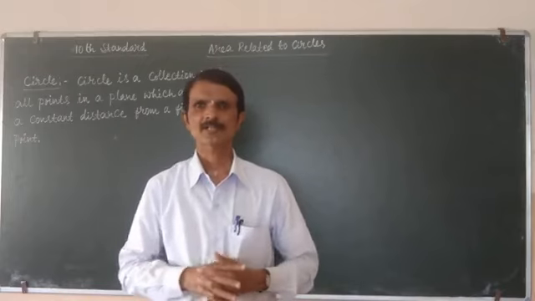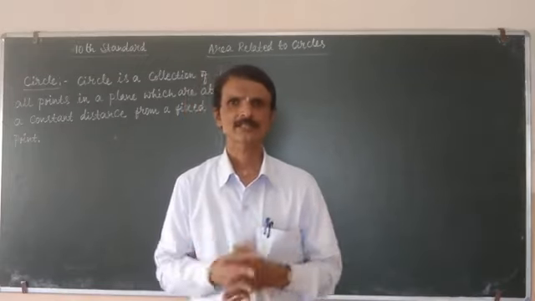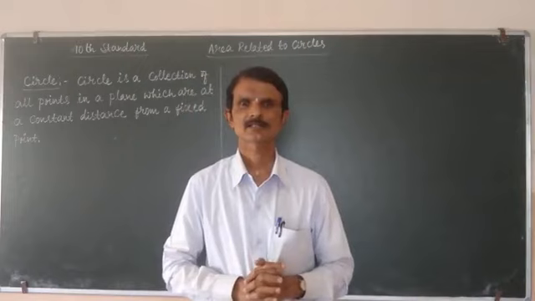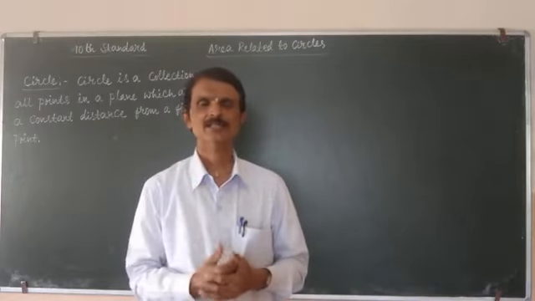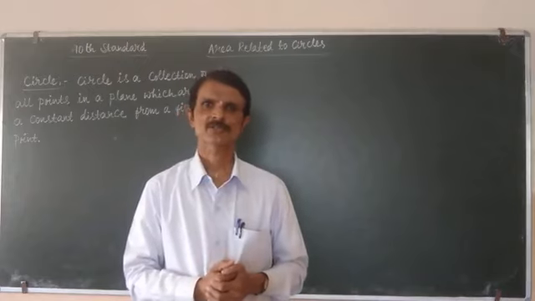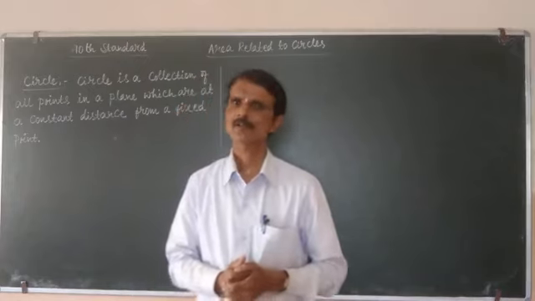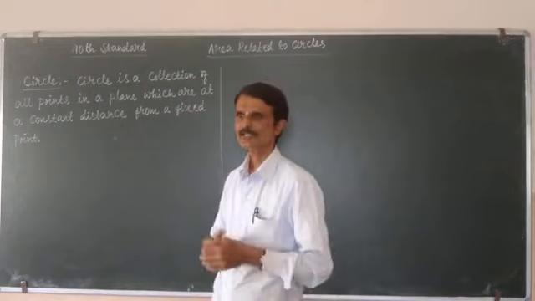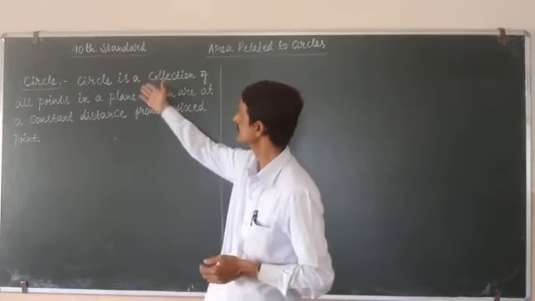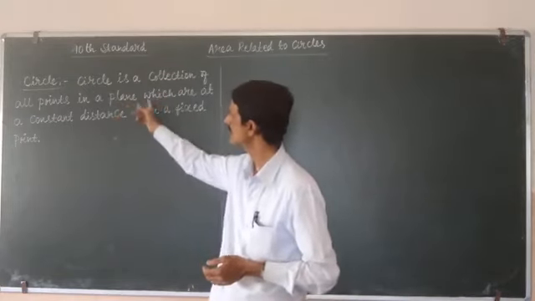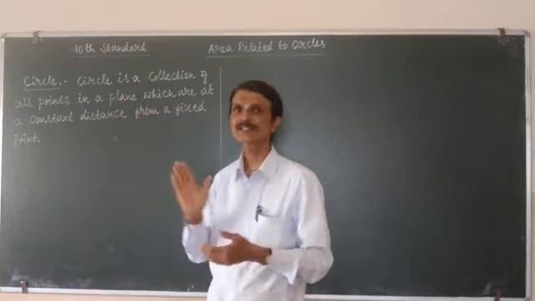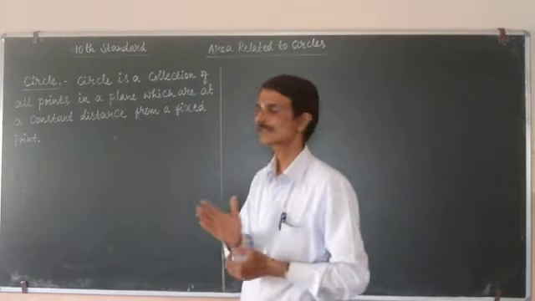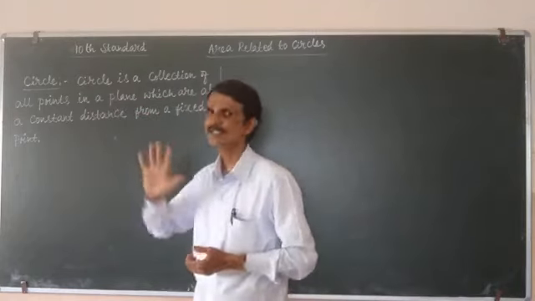So now students, what is the definition of the circle? All of you know that a circle is a collection of points. In another way we can say that the circle is a collection of all points in a plane which are at a constant distance from a fixed point.